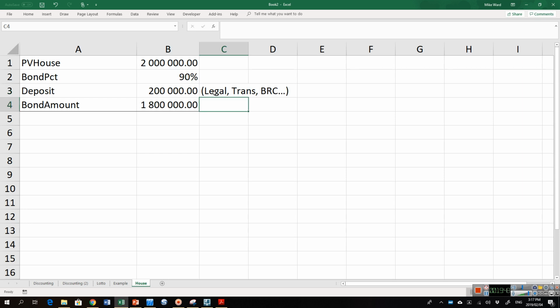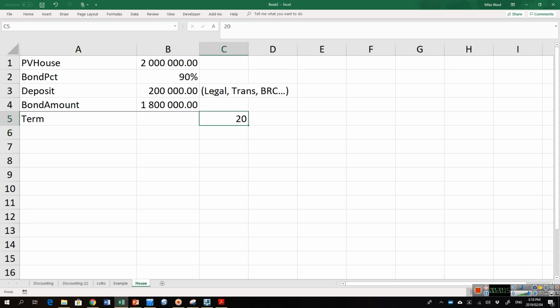But the thing we're interested in is, well, what will the bond be? So it's going to be 2 million minus the 200,000 deposit. And so we need to then see what this is going to cost us per month. That's kind of what we're trying to do here. So to do that, we need to know a few things. We need to know the term of the bond. How long will this bond run for? And let's assume it's going to run for 20 years.